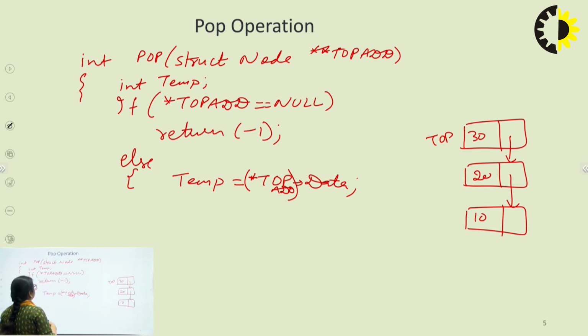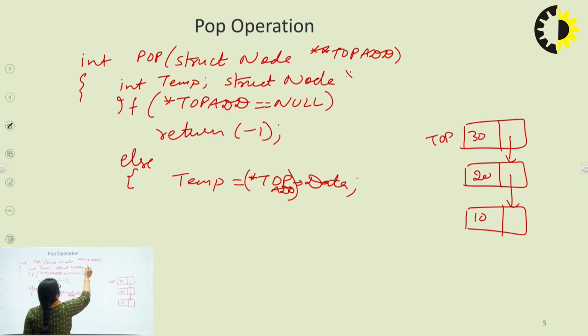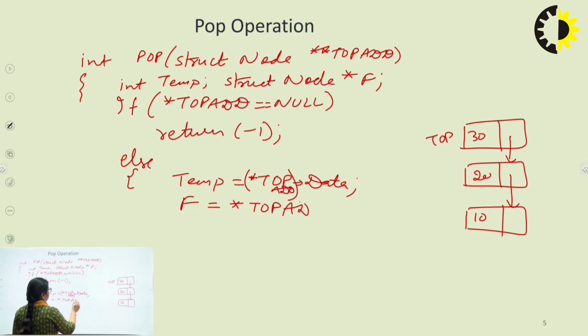So one thing was struct node star f. What I am taking as f, which was to be freed. F is the node. So what will f have? F will have the address of this first node. So I am taking it as star top address. Its address we have taken in F.